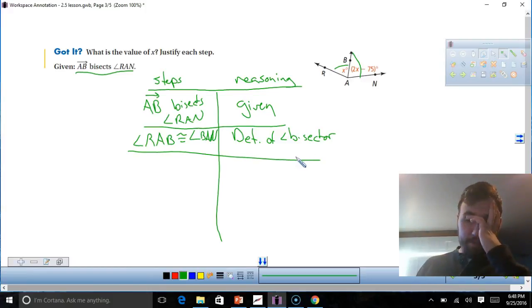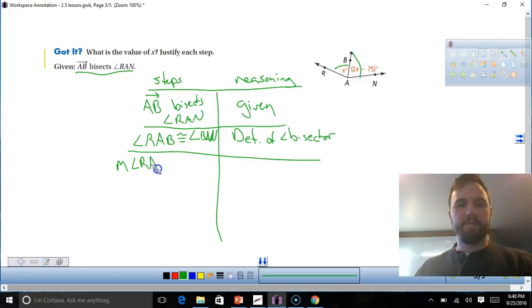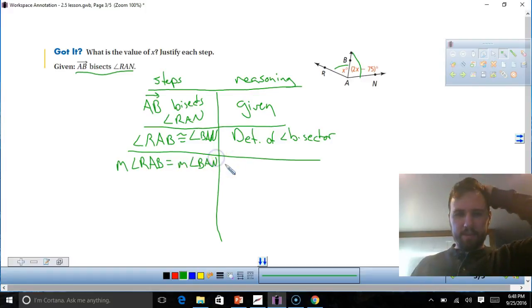Oh, this is where these get silly. Alright. Whenever you say two things are congruent, then you have to say that their measures equal each other. That's the definition of congruence.